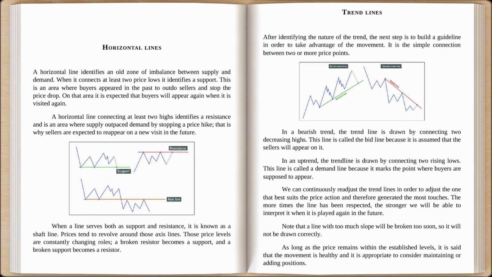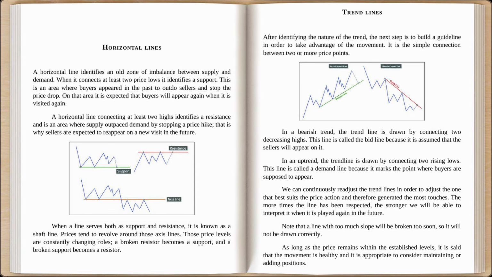A horizontal line connecting at least two highs identifies a resistance and is an area where supply outpaced demand, stopping a price hike. That is why sellers are expected to reappear on a new visit in the future. When a line serves both as support and resistance, it is known as an axis line. Prices tend to revolve around those axis lines. Those price levels are constantly changing roles. A broken resistance becomes a support, and a broken support becomes a resistance.